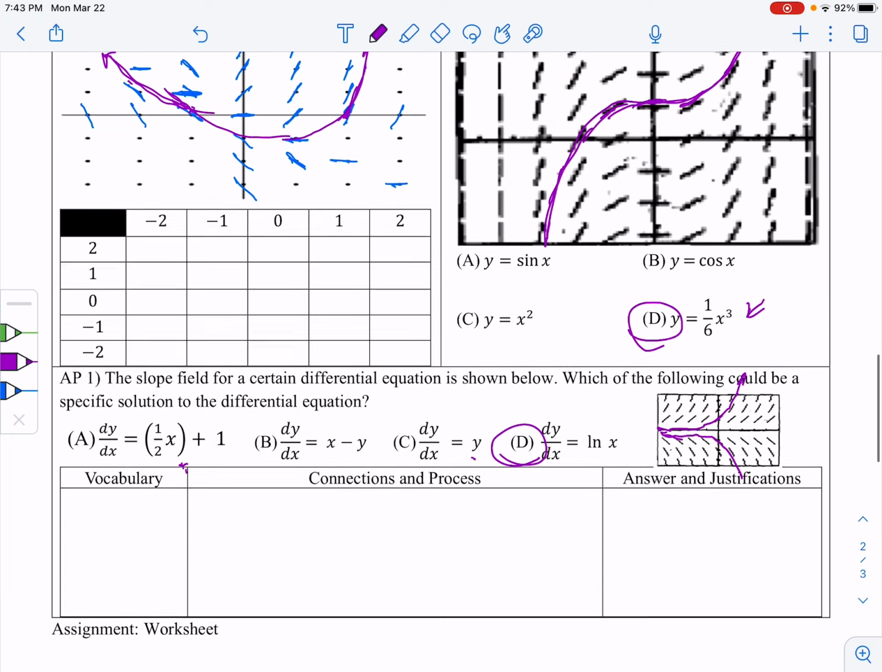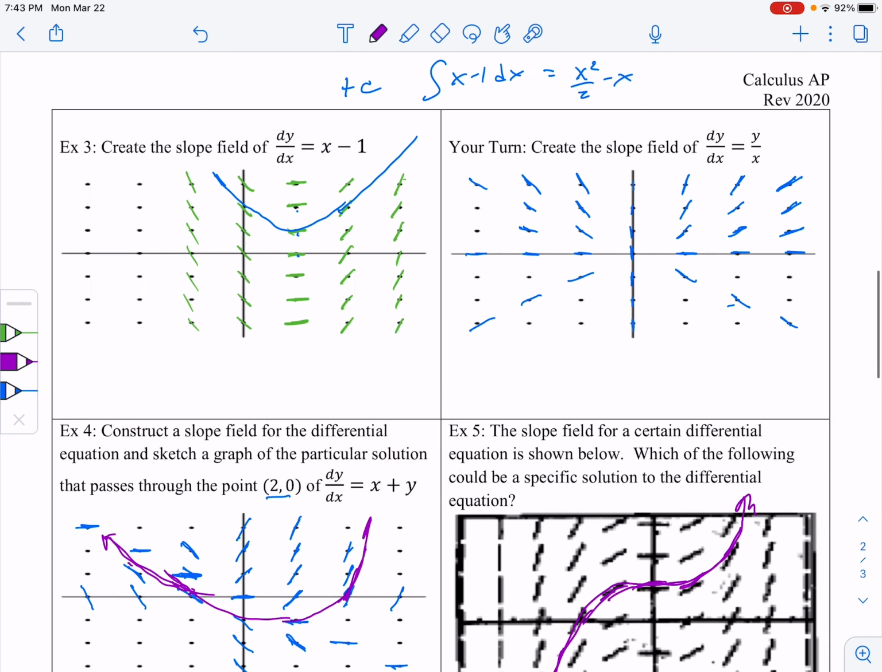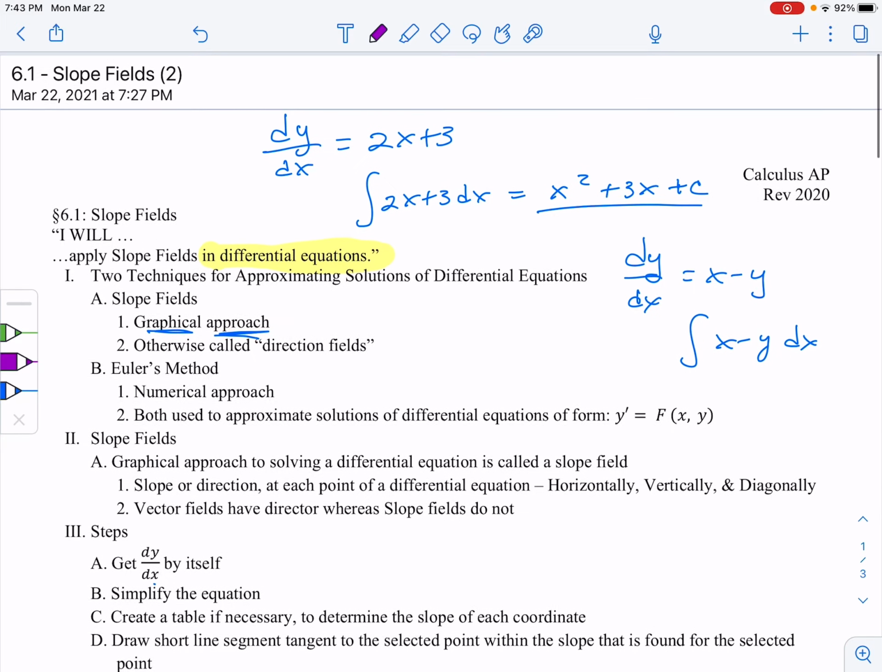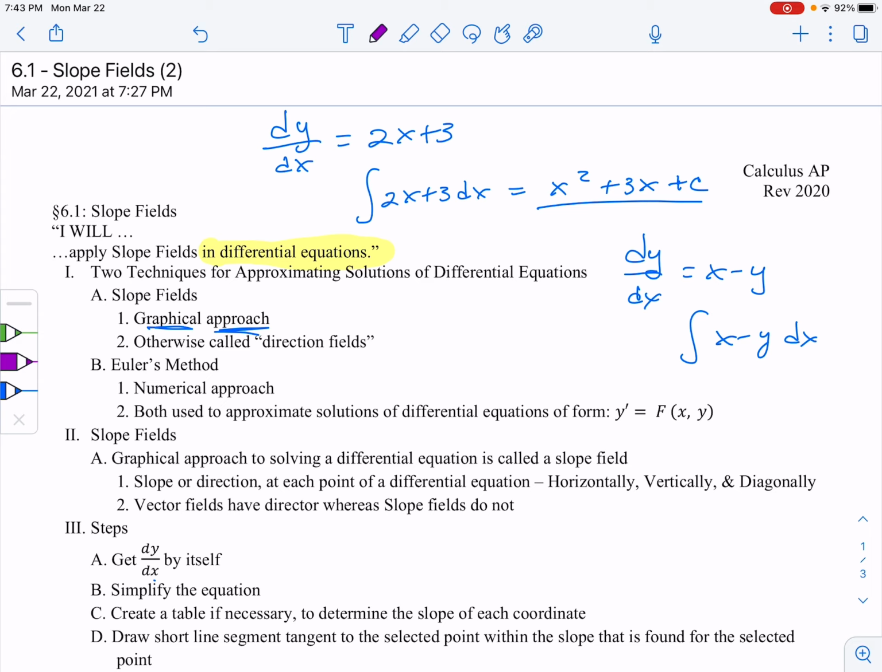Okay, so your assignment is to practice drawing slope fields. Hope that made sense. And the goal, remember, is to find the parent function.